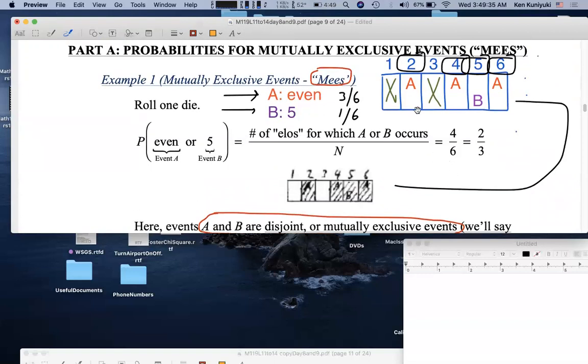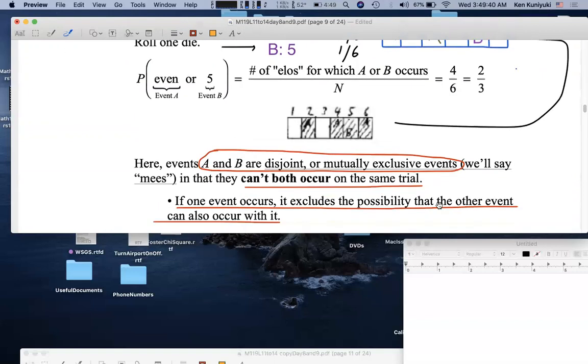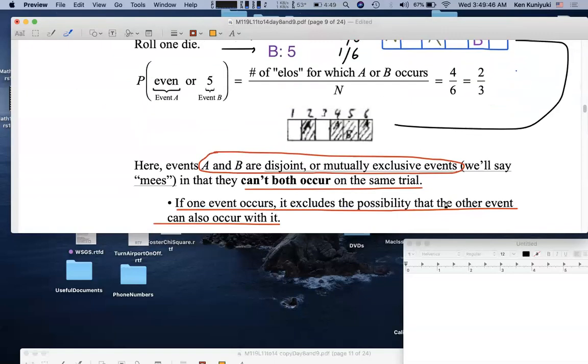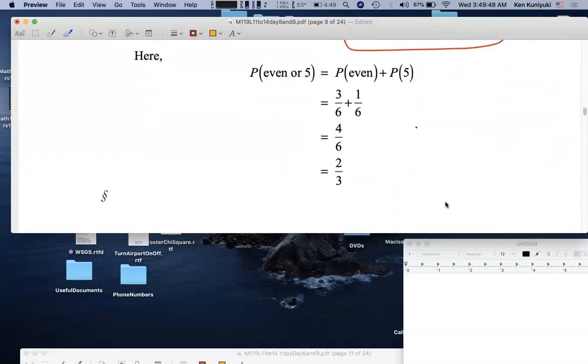So we could go either brute force and figure out which ELOs corresponded to either A or B, or we could have done the events separately, figure out P of A, figure out P of B, and added those results. There were a couple of easy ways of doing this, and both of them worked.